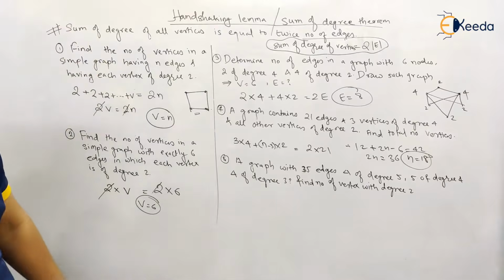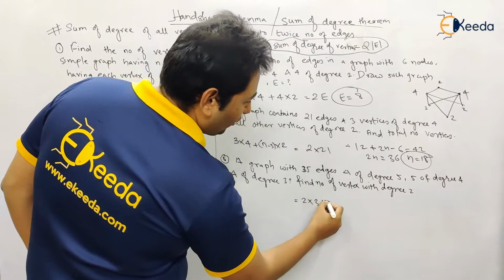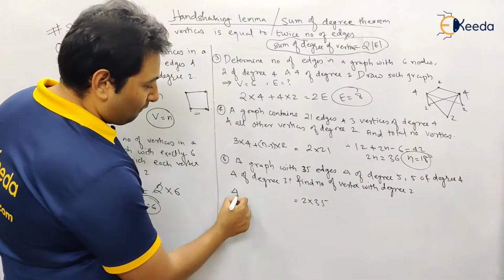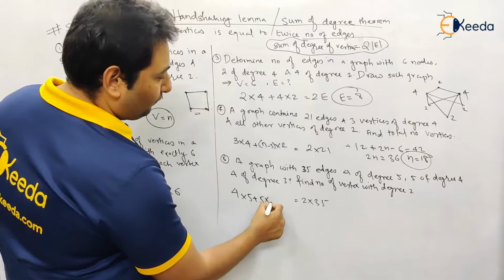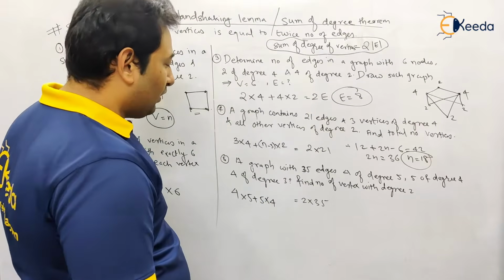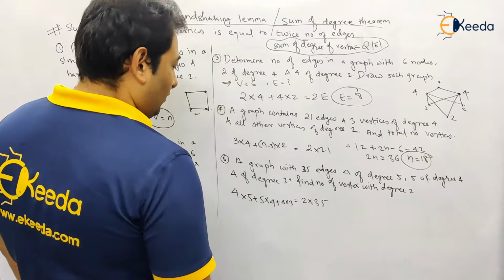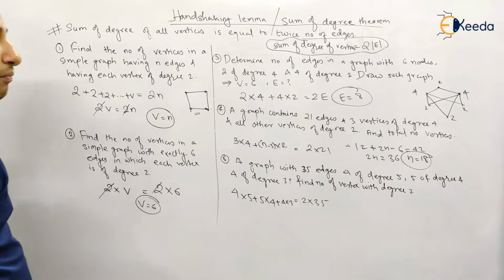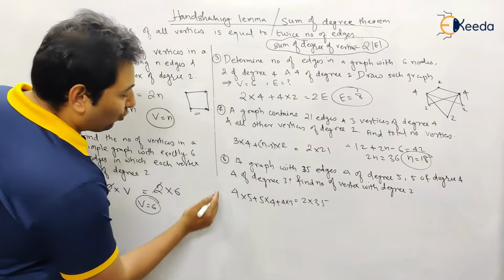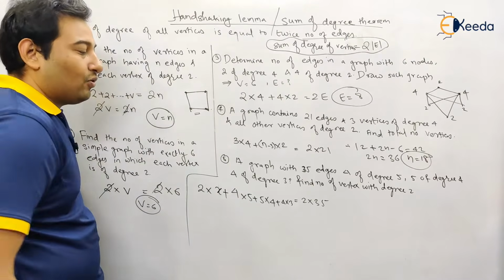Let us discuss the last problem. A graph with 35 edges, 4 of degree 5, 5 of degree 4, 4 of degree 3. Find the number of vertices with degree 2. So in short, this is the question.